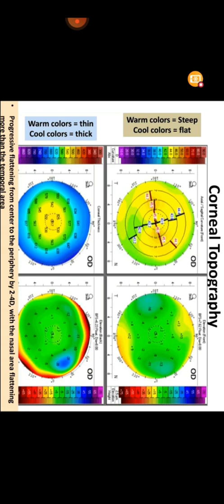To understand the corneal surface, we have an investigation which is called corneal topography. It is again a very big subject. Right now, the only thing I would like you to be introduced to is that the images shown in warm colors will have a steep cornea, and cool colors will have a flat cornea. That is, the cooler the colors, the better the cornea, and the warmer the colors, the more severe the steepness.